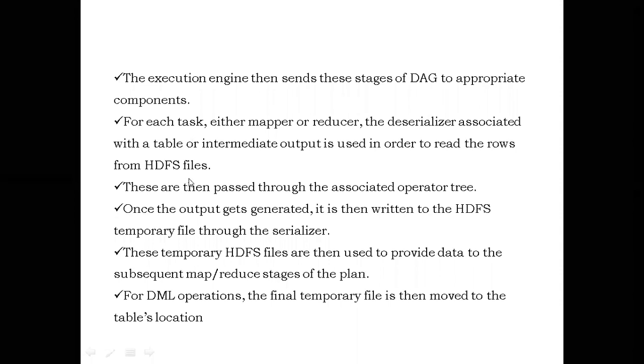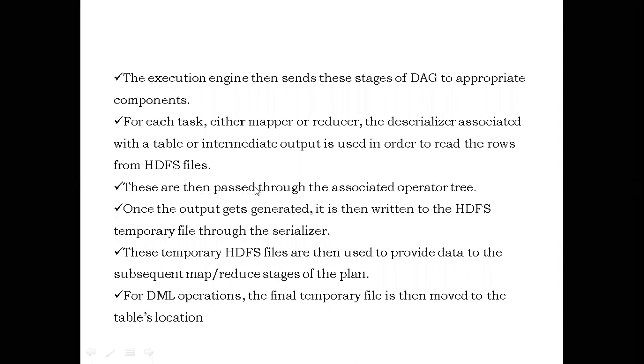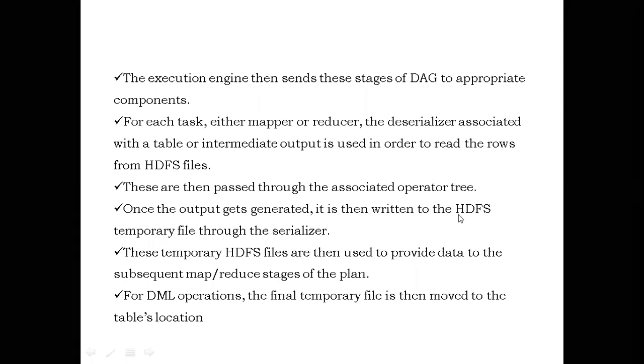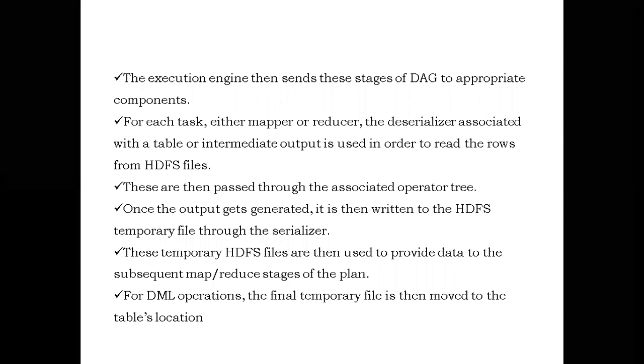After reading the rows from the HDFS files, the rows which are read from the files are passed to the associated operator tree. The rows will be passed to the corresponding operator tree. Generally, first the rows will be passed to the mapper tree. After mapping is over, the rows will be passed to the reducer tree, where the reducer will reduce the data.